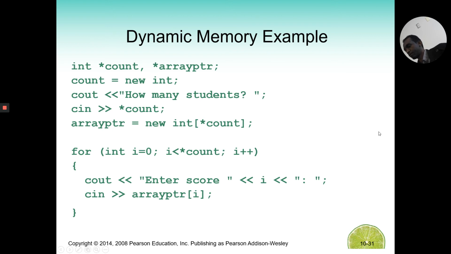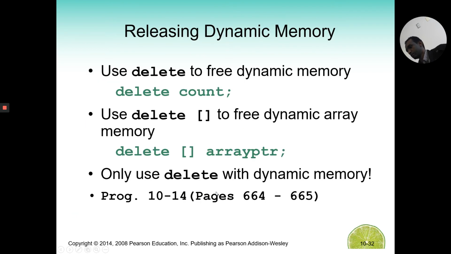So here you have int count and array pointer, and then cout how many students, and get that from the user. Count equals new int, and then get that from the user. Array pointer equals new int array, and then do a loop on that, and enter the scores from the user. You can use delete to free dynamic memory, and delete[] to free dynamic array memory, so say delete the array pointer. And look at some of the examples that exist in there.